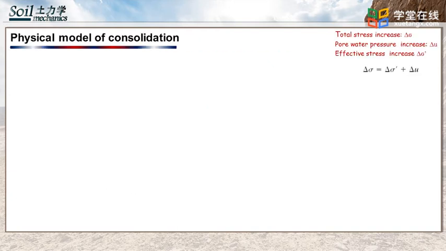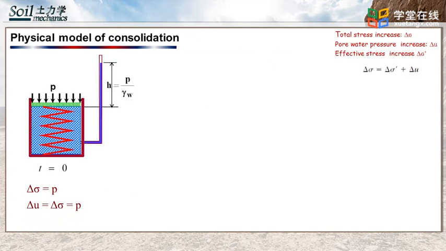At this time, if we place a load P on the piston and keep the valve closed, the entire load will be taken by the water in the cylinder, because water is incompressible. The pore water pressure increase, delta U, is equal to the total stress increase, delta sigma. The spring will not go through any deformation. Therefore, the effective stress increase, delta sigma prime, is 0. This situation with the valve closed corresponds to the undrained condition in the soil.